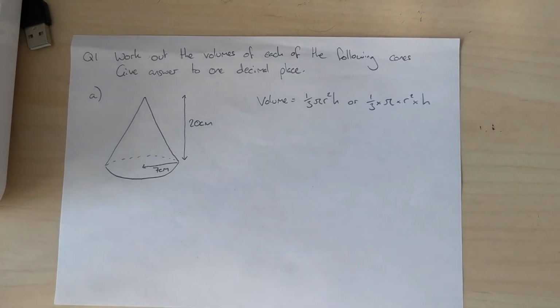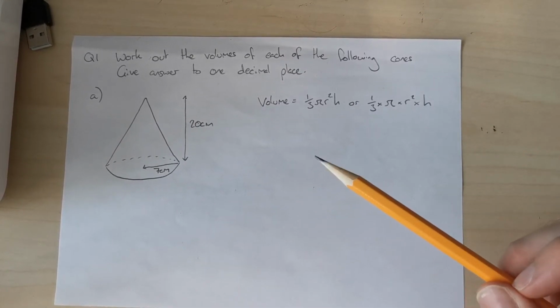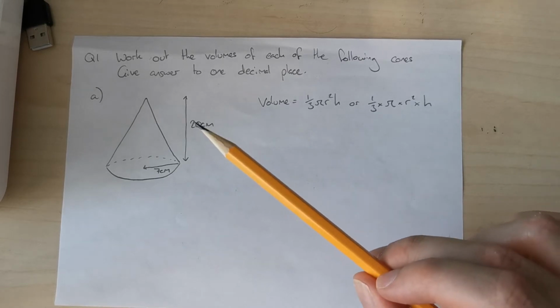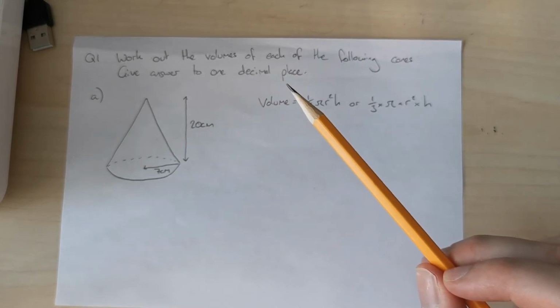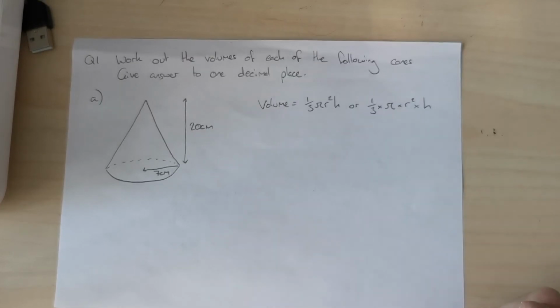Okay, so we're going to have a look at how to find the volume of a cone. This is the first question from the worksheet that I set. Reading question 1: work out the volume of each of the following cones. Give your answer to one decimal place.